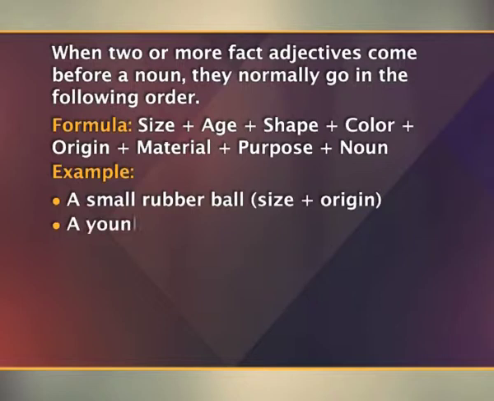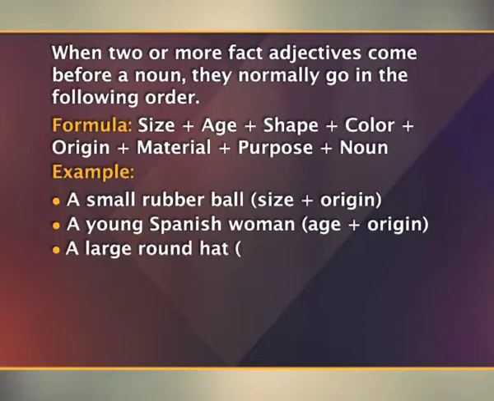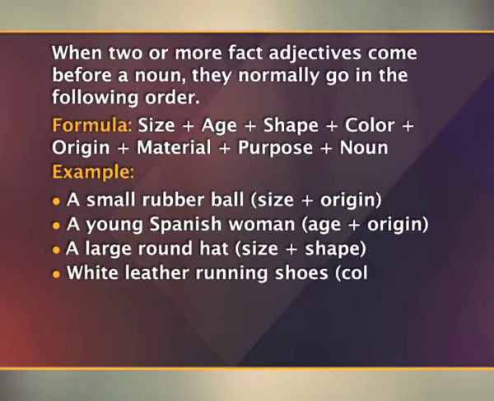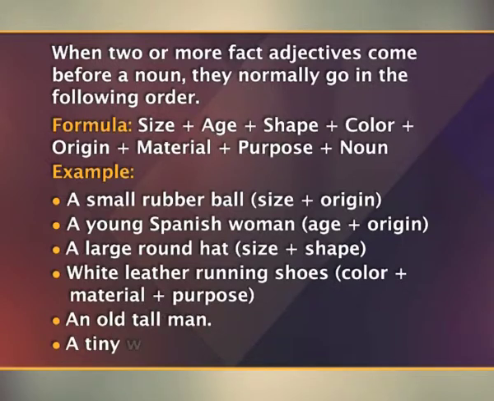Examples: a small rubber ball, that is size plus origin. A young Spanish woman, age plus origin. A large round hat, size plus shape. White leather running shoes, color plus material plus purpose. An old tall man, a tiny pretty doll.